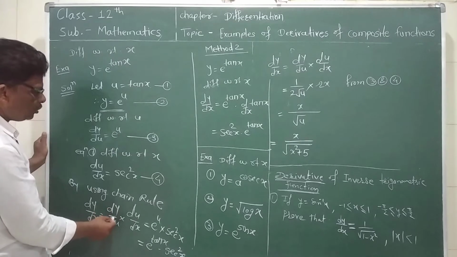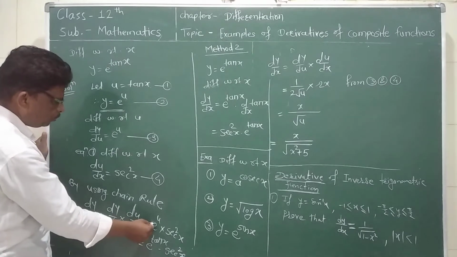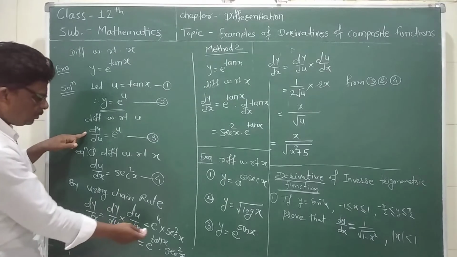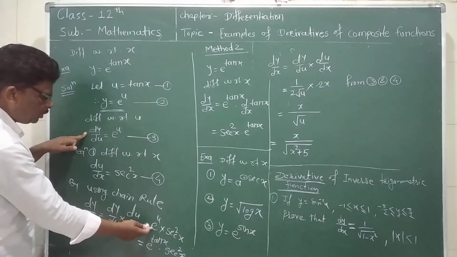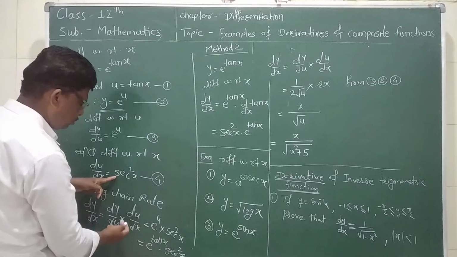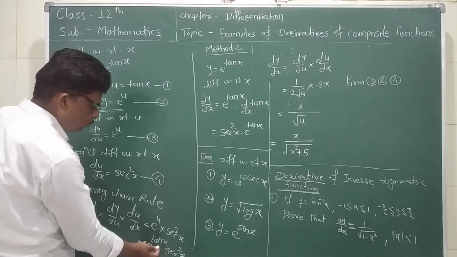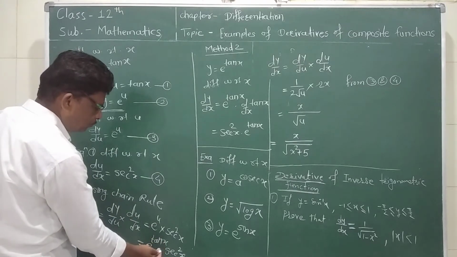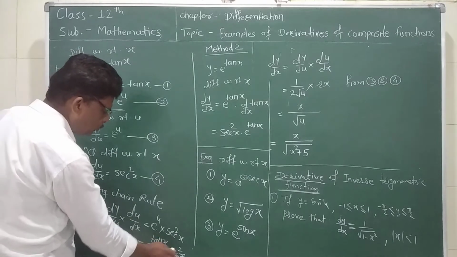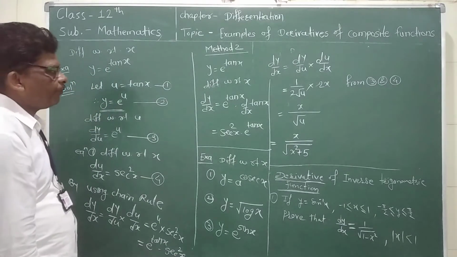By using the chain rule, dy by dx is equal to dy by du into du by dx. Put this value of dy by du from equation 3, e to the power u, into equation 4, du by dx is sec square x. So dy by dx is sec square x into e to the power tan x. Put the value of u. That is your final answer.